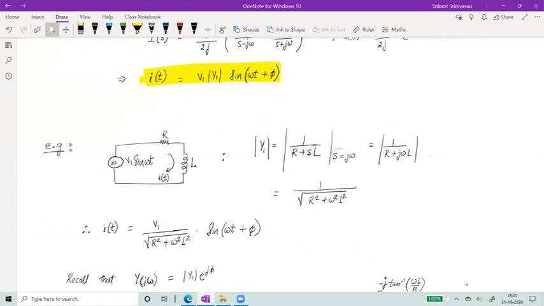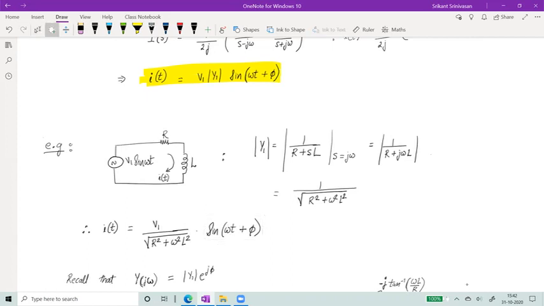So I'm putting s equal to j omega because I'm trying to find Y at j omega, and that gives me 1 over R plus j omega L. And what is the magnitude of this? 1 by root of R square plus omega square L square. Therefore, my current response is V1 into 1 divided by root of R square plus omega square L square, into sine omega t plus phi, right?